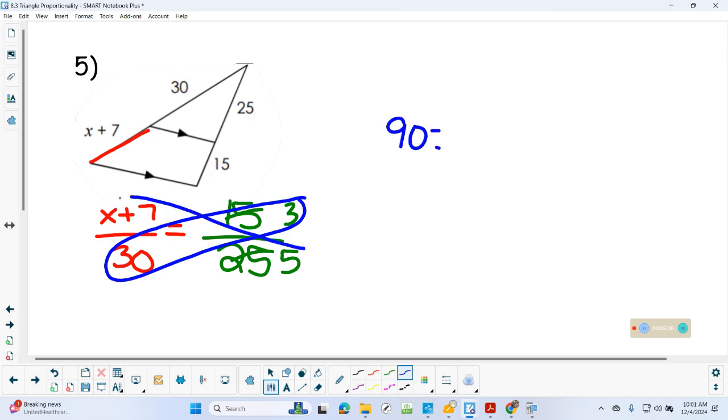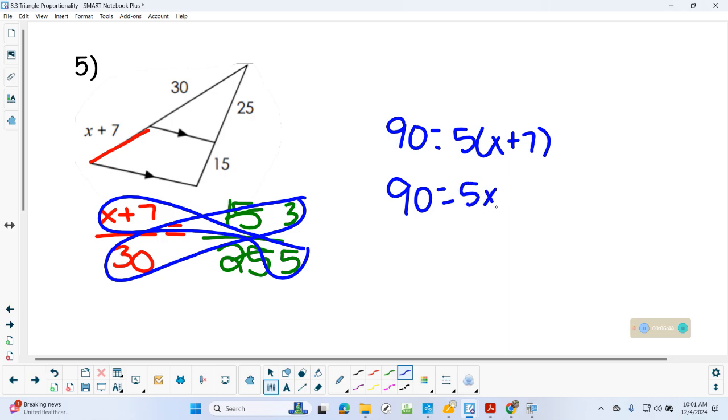And then I'm going to do 5 and X plus 7 together, which I know a lot of you can just even skip that and go straight distributing. 5 times X, 5 times 7. You've got it from here. You're going to subtract 35, divide by 5. What is our final answer? So for this one we get minus 35, so that's going to put you at 55.